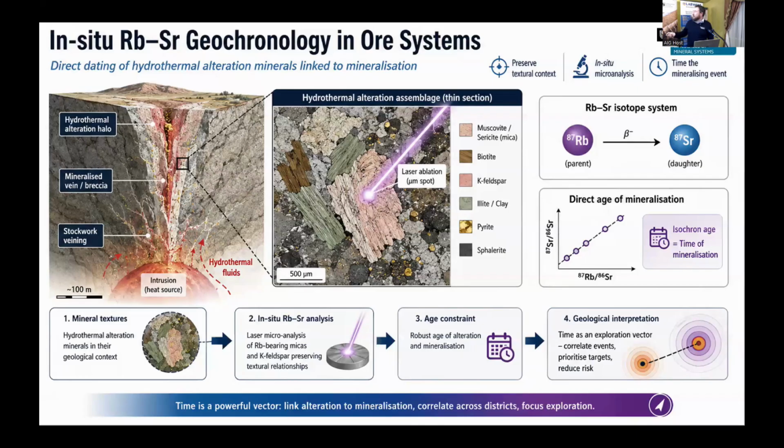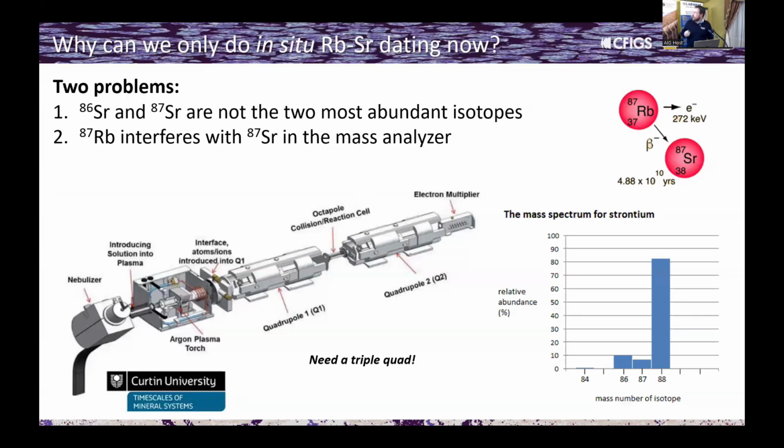But this technique is actually relatively challenging. It's a beta decay system. So I'll go into a little bit of detail about why it's challenging and why we can only do it now. So what we need is called a triple quad. Now, it's called a triple quadrupole because there's 3 quadrupole elements in that. Why is there 3 quadrupole elements? Well, there's 3 quadrupole elements because we're trying to do something quite challenging.